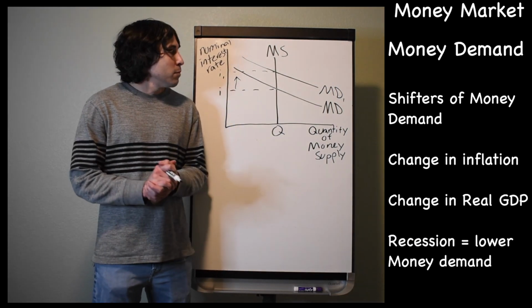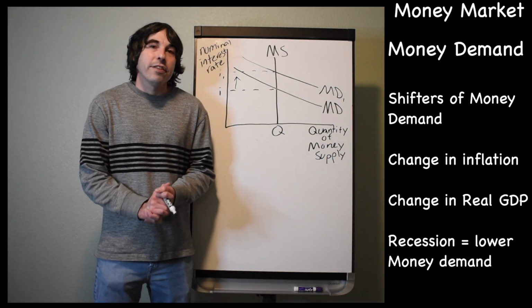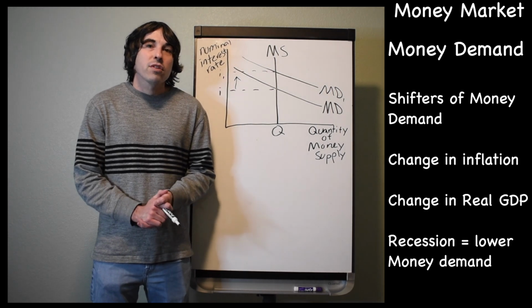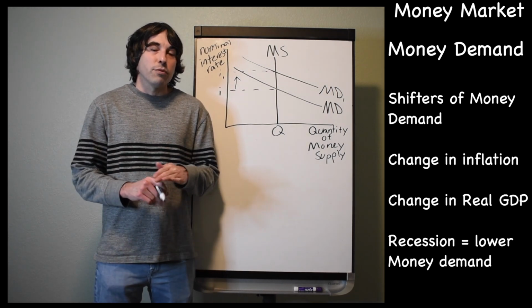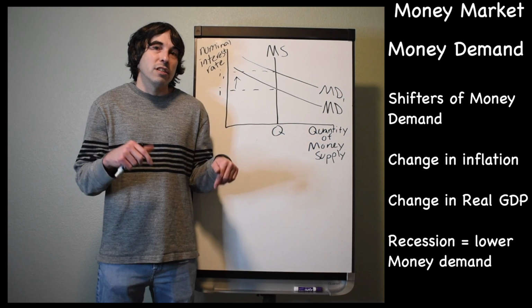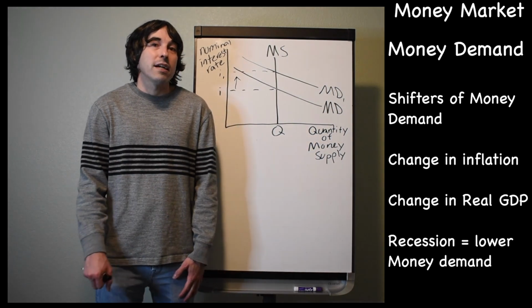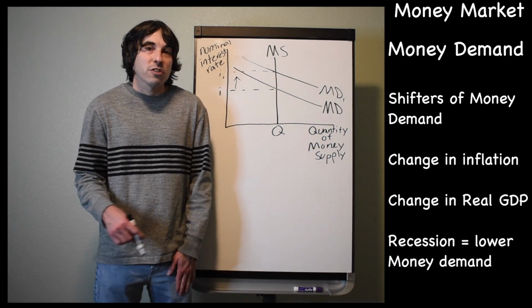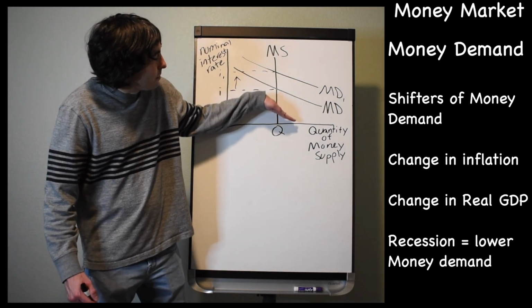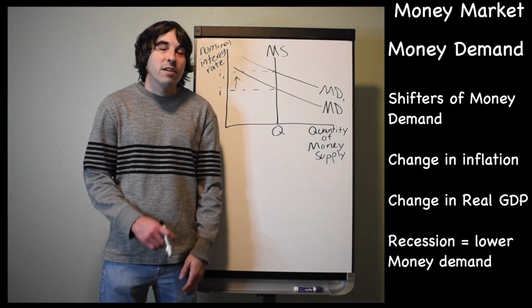Other things that will cause the money demand curve to shift: if there is a change in real GDP. If there's a fall in real GDP and we go into a recession, real national income will be down, unemployment will be up, people will be buying less goods and services, and they'll need less cash. The money demand curve will decrease and shift to the left.